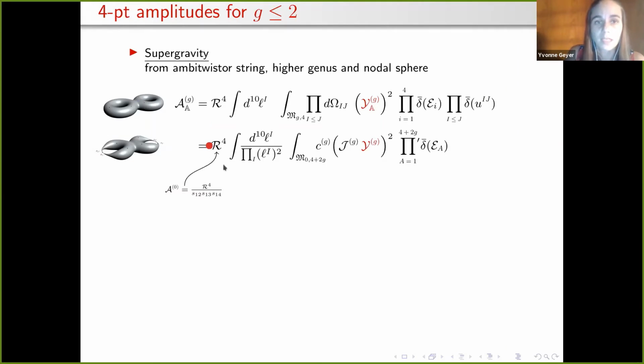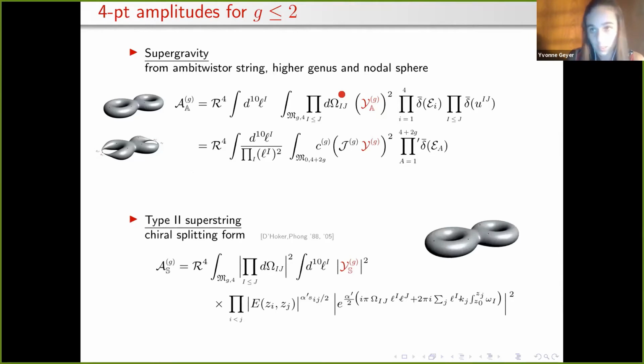So what I've done is I've pulled out a factor R to the 4 here that is proportional to the tree level amplitude. And then I've just renamed the integrands into Y, which is standard notation. And what we've seen is that the one on the nodal sphere allows us to make very direct contact with the BCJ representation, whereas the higher loop one, the higher genus one, sorry, is more reminiscent of the superstring. And so the question is, can we make this precise?